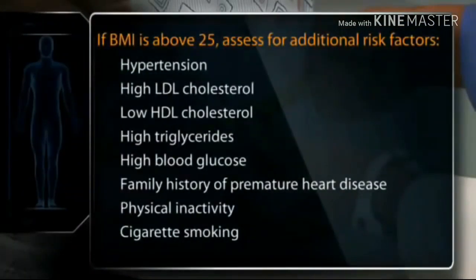If the BMI is above 25, assess the patient for the additional risk factors noted here. Hypertension, high LDL cholesterol, low HDL cholesterol, high triglycerides, high blood glucose, family history of premature heart disease, physical inactivity, cigarette smoking. Patients with a BMI over 25 and 2 or more of these risk factors should pursue weight loss, especially if the waist circumference is elevated, seen in metabolic syndrome.